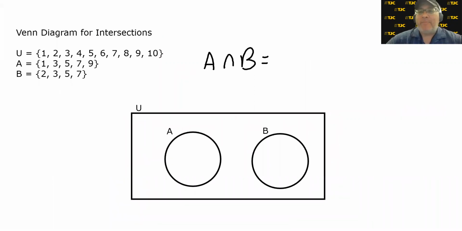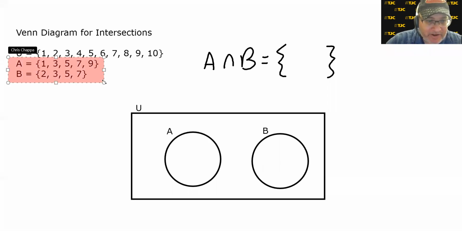All right, I'd like to wrap up this video by showing a Venn diagram for intersections. And because we have 2 sets, we need 2 circles. But the way I have this Venn diagram set up so far is not good. Before we get to the Venn diagram, let's figure out what this intersection is by looking at sets A and B and seeing what they have in common.